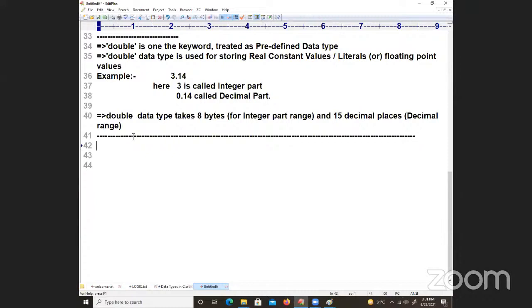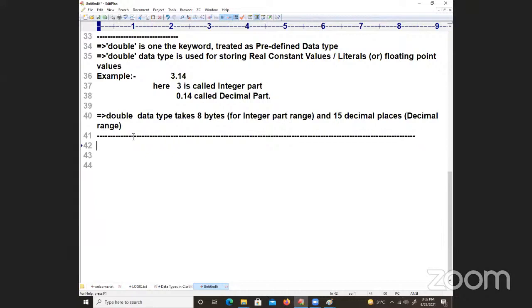Float data is for what purpose? To store the data which contains an integer part and then a decimal part. Real constant values. Excellent, Rahul, good. To store real constant values. That is important. Float and double are used for storing both what values? Real constant values. But the capacities are different.